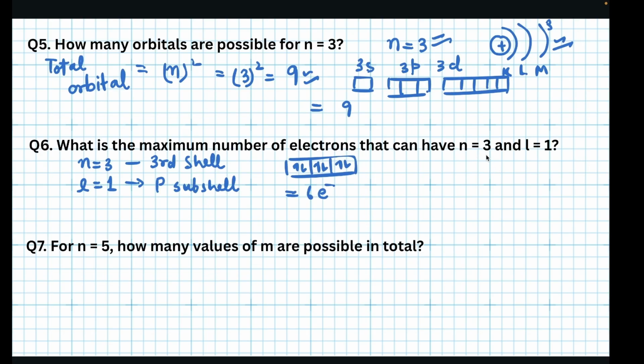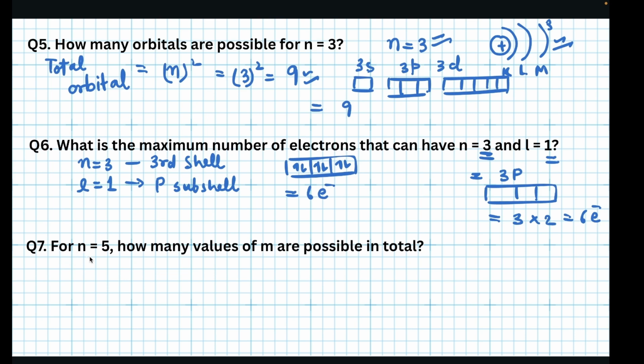because for n is equal to 3 and l is equal to 1, we are talking about the 3p subshell, and in the 3p subshell there will be 3 orbitals and each orbital can hold 2 electrons. So the total number of electrons is 3 orbitals multiplied by 2, because each orbital can hold 2 electrons. So the total number of electrons is 6.